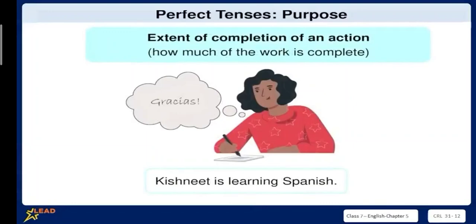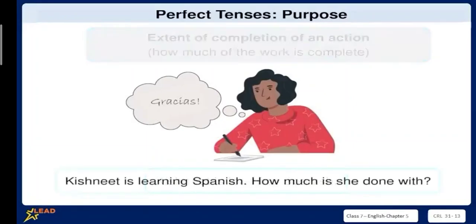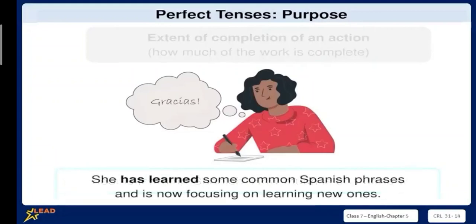We know that Kishneet is learning Spanish. However, we can add further details about how much she has progressed in her learning. In other words, how much is she done with? So we can say that she has learned some common Spanish phrases and is now focusing on learning new ones. The verb has learned is in the perfect tense. It shows the extent of completion of the action of learning Spanish.